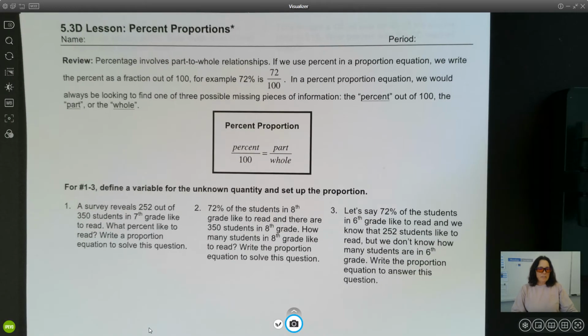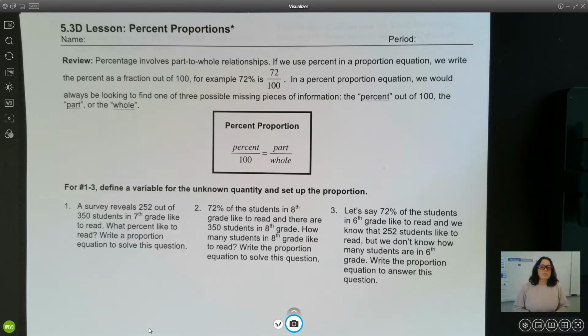Alrighty, so 5.3D. We're going back to a concept from the very beginning in Mod 1. We are now going to look at solving these problems that we have solved before with modeling. We are looking to solve them with proportions. So a review at the top here. This is 5.3D. We're starting to look at percent in proportions.